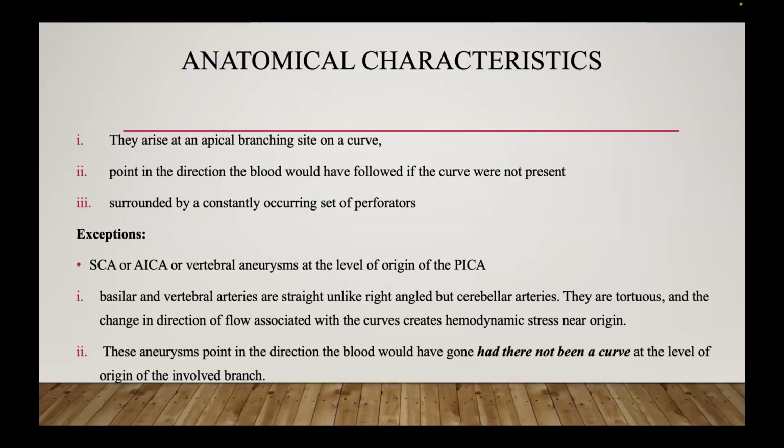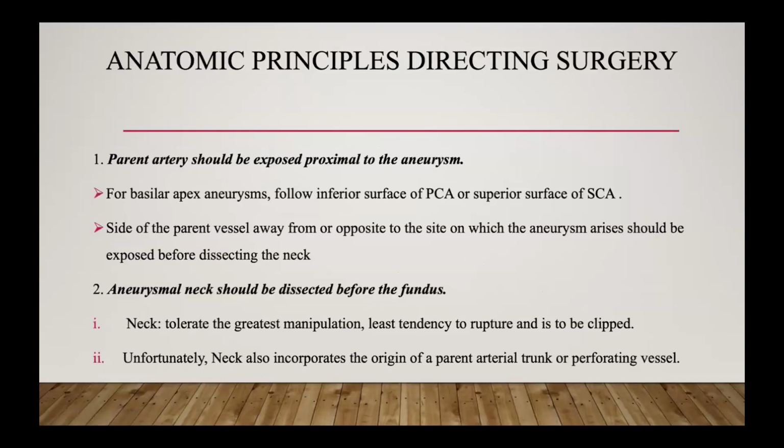In posterior circulation, mostly in superior cerebral and ICA and vertebral aneurysms, this is not so. The main reason is that these vessels are very tortuous, and the aneurysms point in the direction the blood would have gone had the curve not been there in the origin of the involved branch.